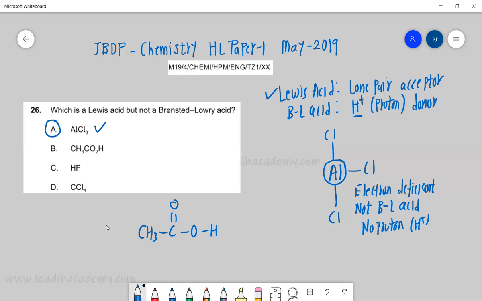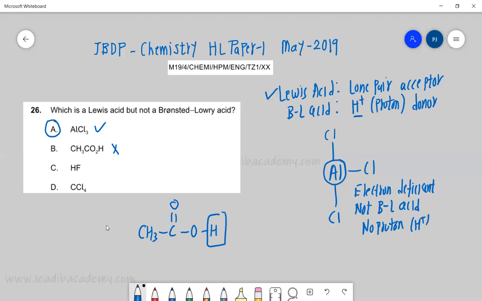Yes, it can. It can accept the lone pair. And what about the Bronsted-Lowry acid? Yes, there is a proton. So there is very much a proton available for donation. So it very much qualifies. So it is not the option.